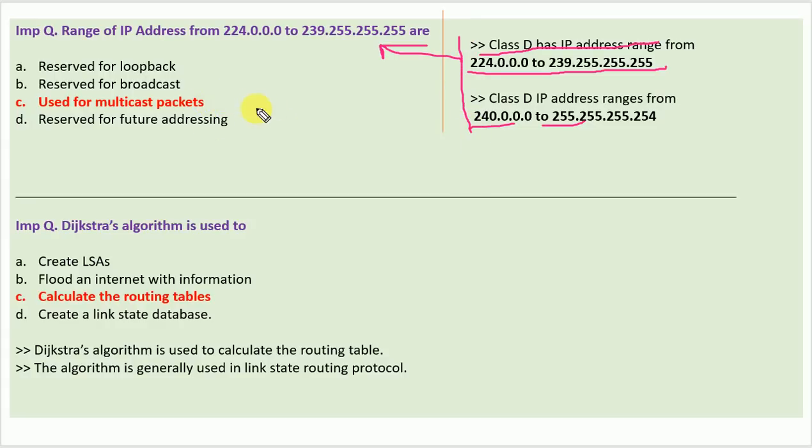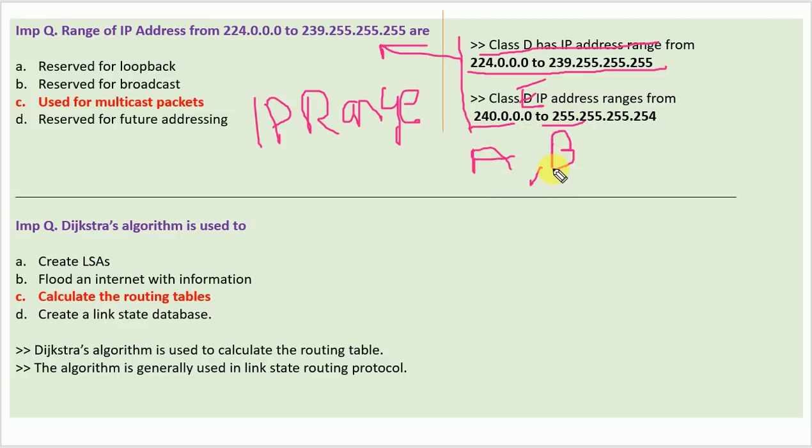Again, I'm telling you, IP range is very important. You have to remember it. Please remember the IP ranges. Just five classes are there. Again, it's class E, not class D. Class E IP range is 240 to 255. Only five classes are there: class A, class B, class C, class D, and class E.